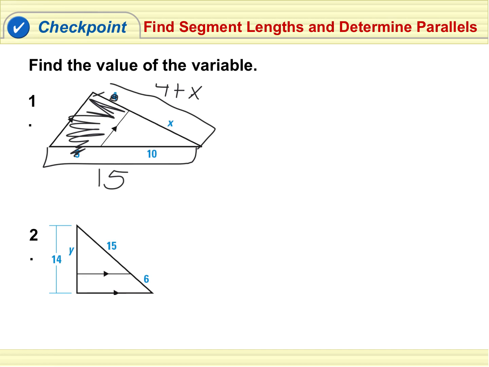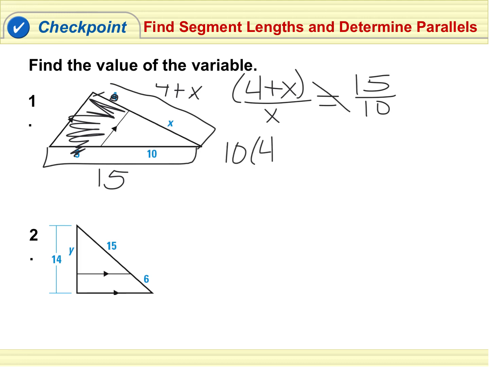Now we can set up our proportion. What does it look like? 4 plus x over x. And then what does the other side look like? 15 over 10. Good. What do I have to be careful with when cross multiplying? Distributing. This right here turns to parentheses, so we have 10 times 4 plus x.